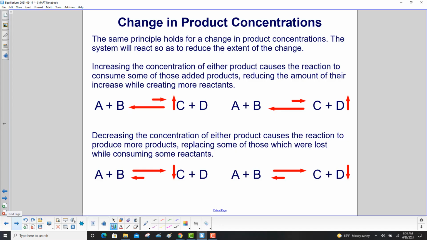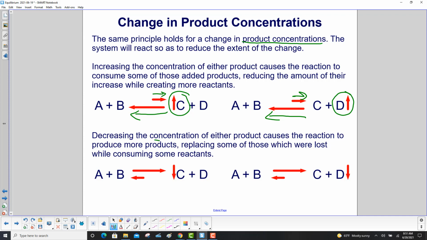The same principle holds for a change in the product concentrations. The system will react so as to reduce the extent of the change. So by increasing the concentration of either product, that will cause the reaction to consume some of those added products, reducing the amount of their increase while creating more reactants. So if you increase either C or D here, those are the products, the reaction shifts, so more of it is going from right to left, from products to reactants, than from reactants to products.